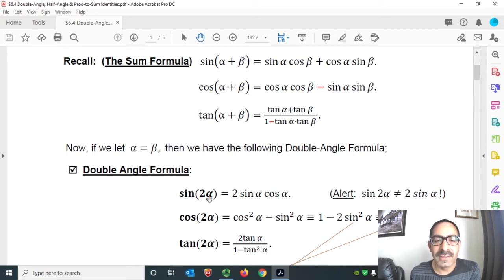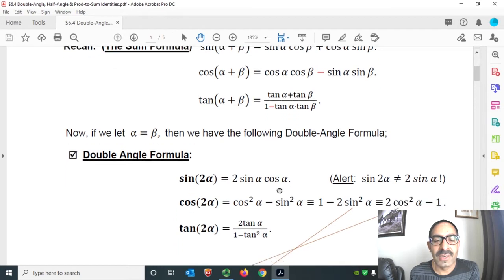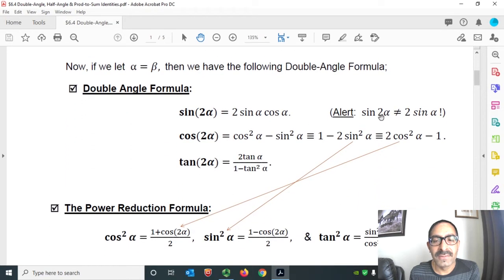Sine of 2 alpha: here in this sum formula, let's put both alpha and beta equal to alpha. Then here is sine of 2 alpha. On my right side, sine alpha cosine alpha plus cosine alpha sine alpha. So we have these two like terms, we can add them. So this gives us simply 2 sine alpha cosine alpha, which I wrote down here. So sine of 2 alpha equals 2 sine alpha cosine alpha. And by the way, sine of 2 alpha is not equal to 2 times sine alpha.